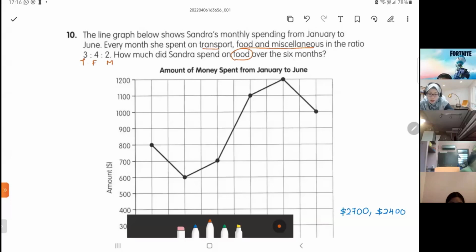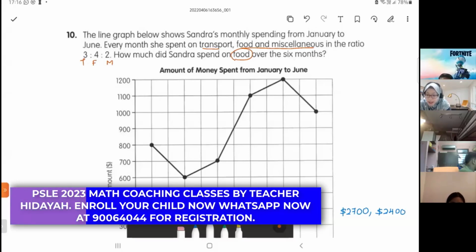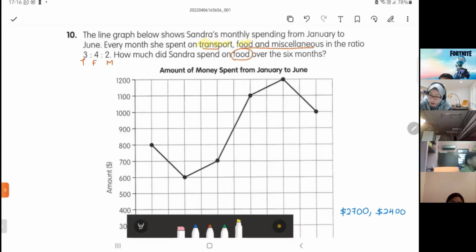Okay, so you can see that this whole graph, whatever they plot here, is the total of what she spent on transport, food, and miscellaneous. All these numbers, 800, 600, 700, and then 1,100, 1,200, and 1,000, are the totals spent for these three items each month. Now I want to know how much she spent on food over the 6 months.